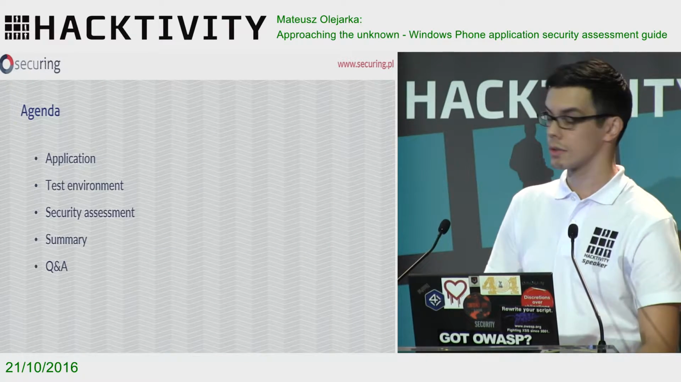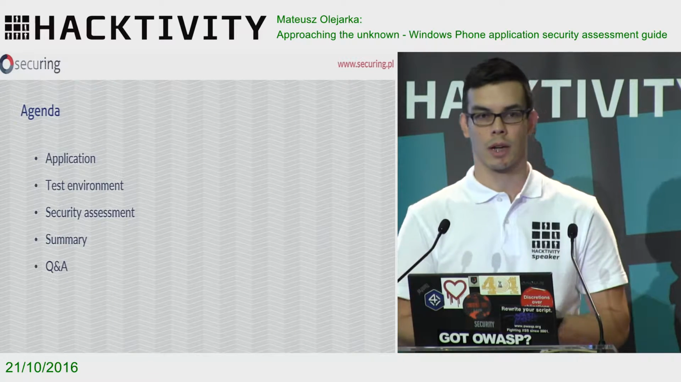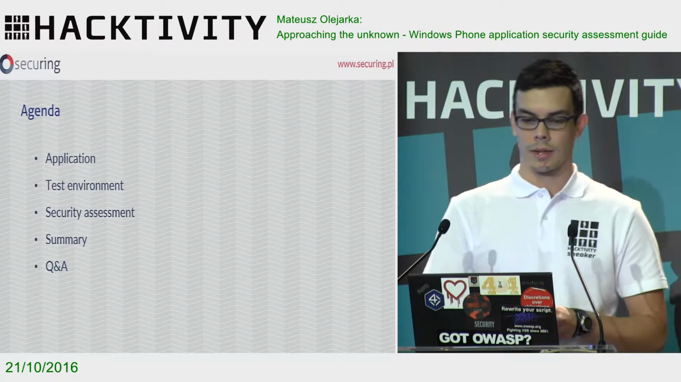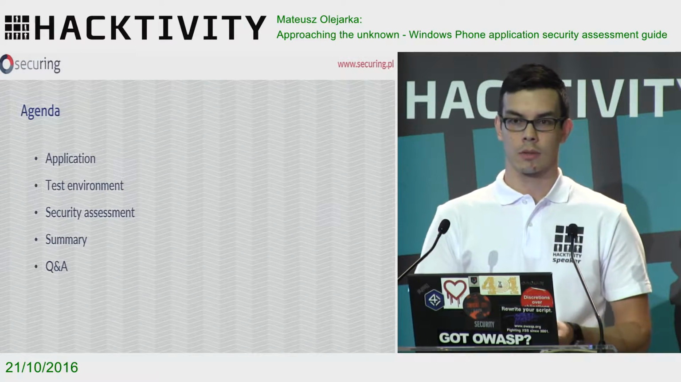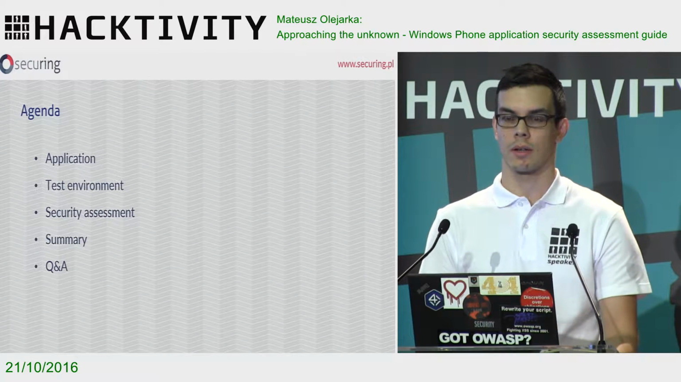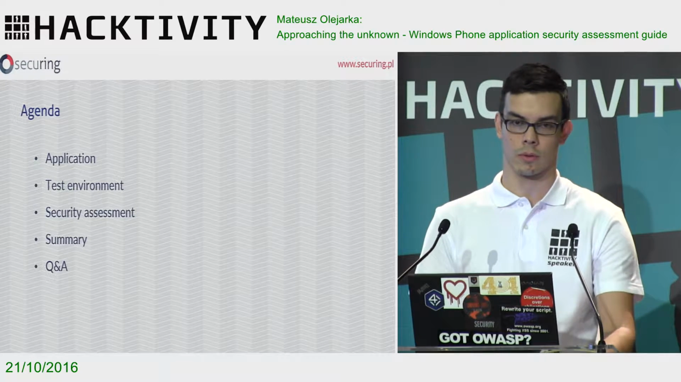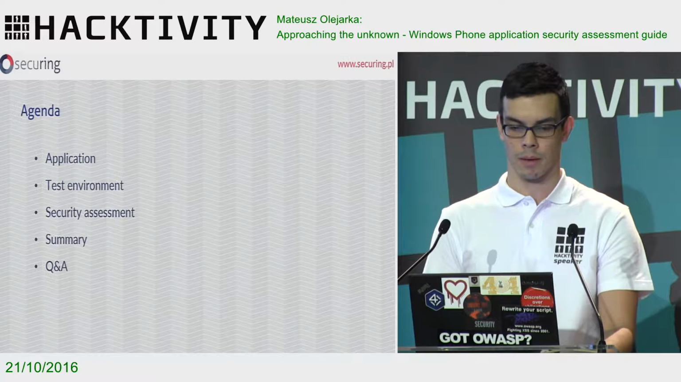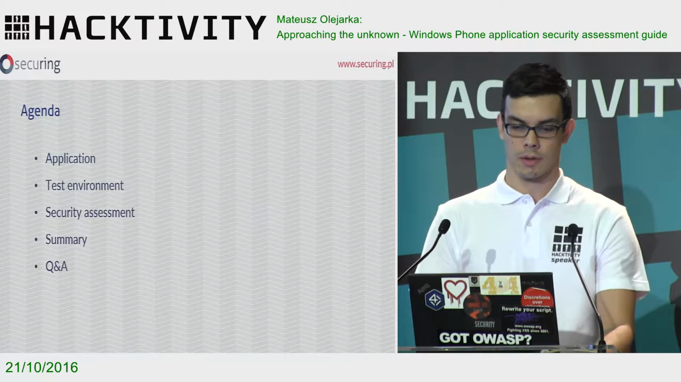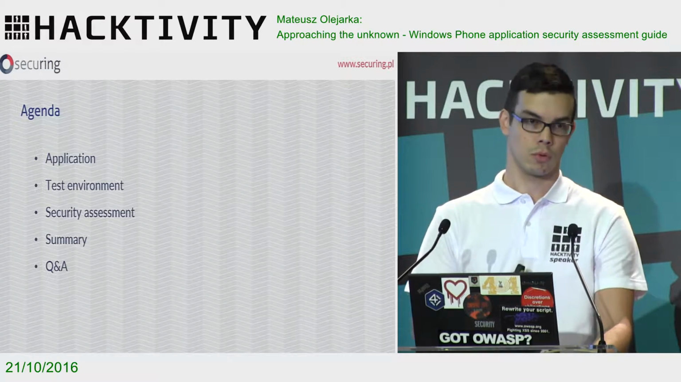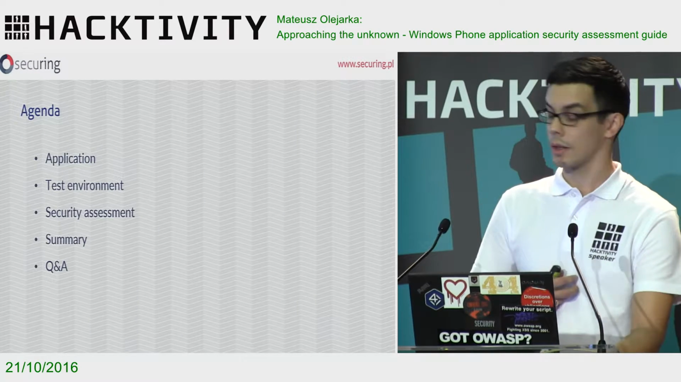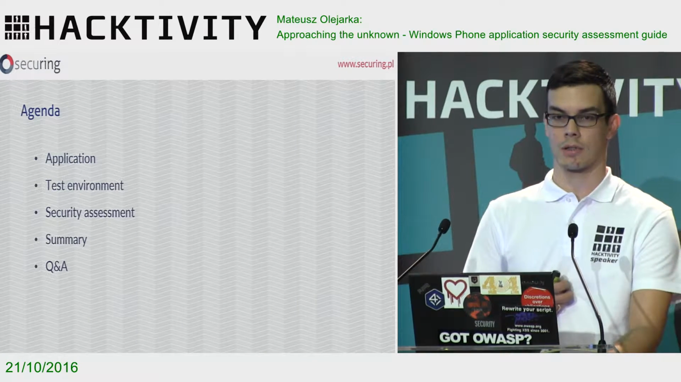Okay. This is the agenda. We'll start with the application, how it looks. Then we will discuss a test environment, what we need to test Windows Phone application security. Then we will discuss security assessment, what to check. And then a quick summary and place for your questions.